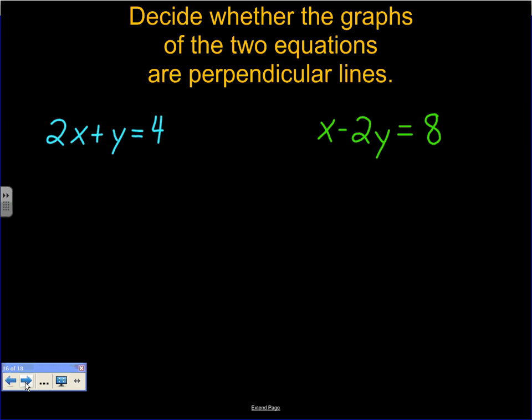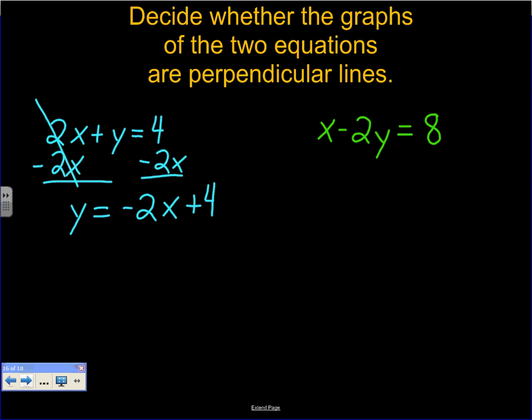On the left side there, in the blue, to get y by itself, we're going to subtract 2x from both sides of the equal sign. And those will cancel out. And we're left with y is equal to negative 2x, and the 4 is positive. So m is negative 2.